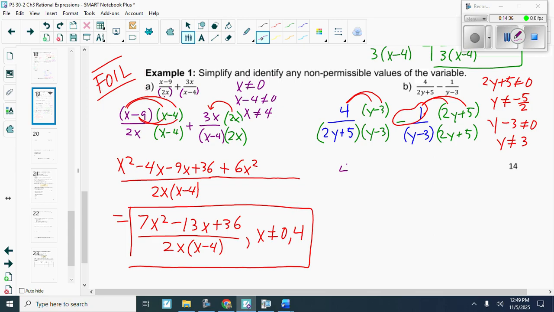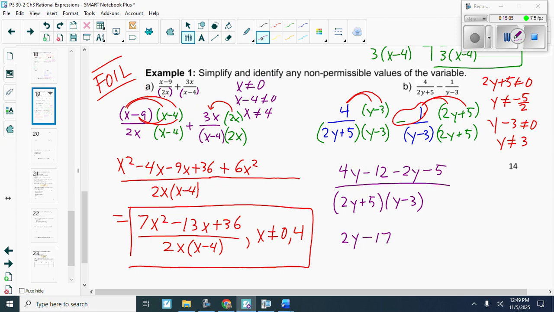So you should have 4y minus 12 minus 2y minus 5. Okay, everybody have that so far? So we just multiplied the 4 through the brackets, and then we multiplied the -1 through the brackets. Now we can collect any like terms. We have a 4y and a -2y, so we have 2y, negative 12 minus another 5, negative 17.